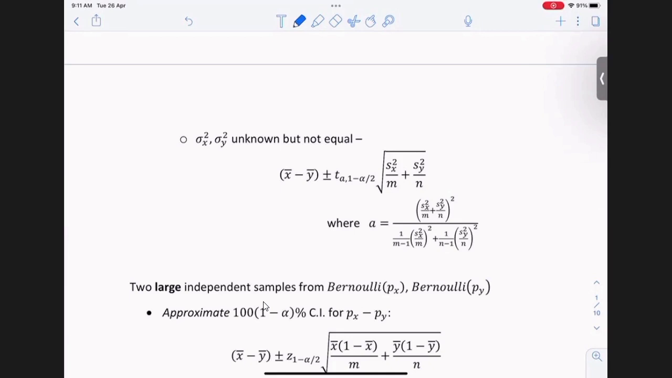Actually, this is called the Satterthwaite approximation. And this expression here, besides the quantile, is simply the standard error of this estimate, when the sample variances are not assumed to be the same.